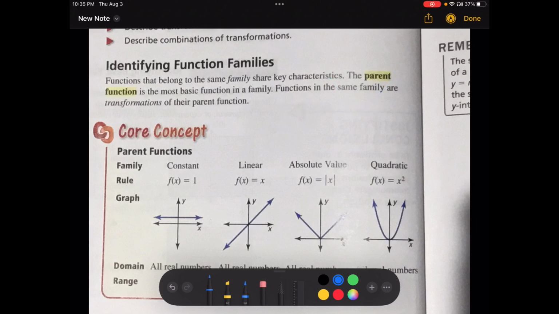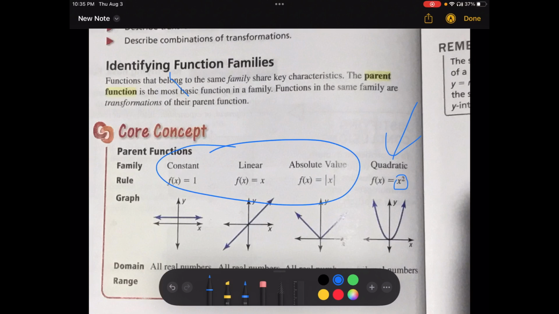Next, something you're probably going to see more often than any of these is the quadratic equation. So the quadratic is pretty much x to the power of 2. Anything that has x to the power of 2 as its leading highest degree is going to be a quadratic.